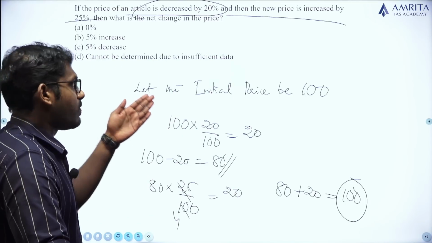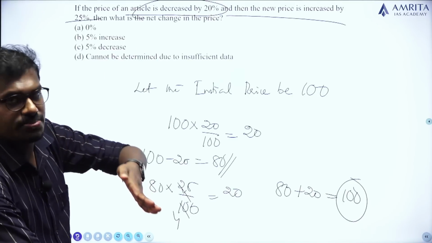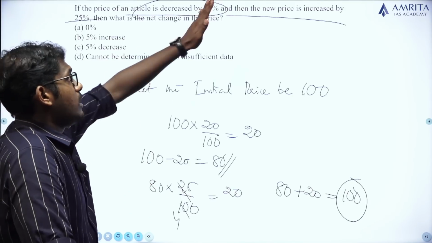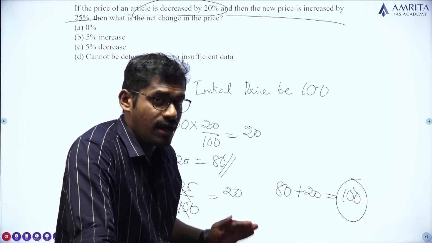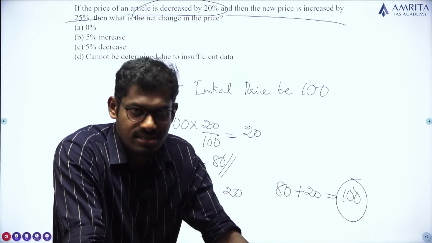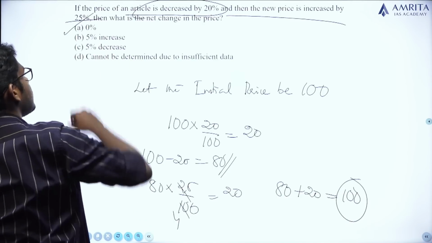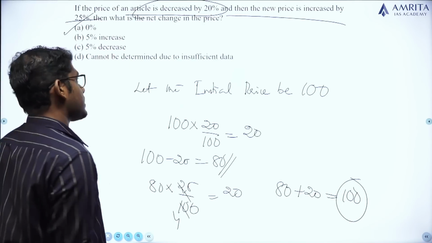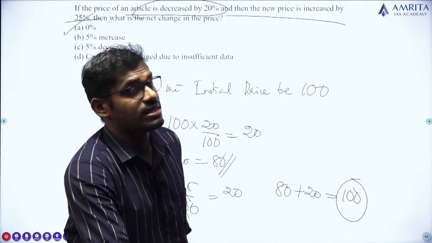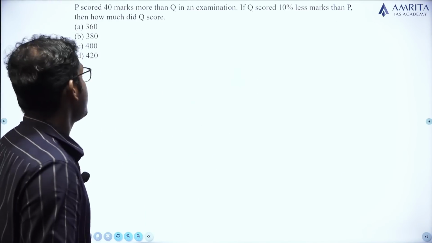Even after providing 20% of discount and further an increase in the price by 25%, the price remains the same. So the price is neither increased nor decreased, it remains the same. That is, the net change in the price is 0%. Clear? Okay, the last question of this session.